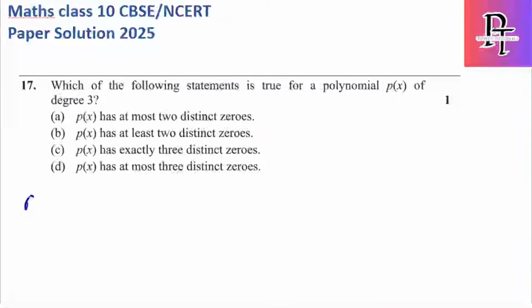Okay, next one. Which of the following sets is true for a polynomial of degree 3? Degree 3 means at most it can have 3 distinct roots. Okay, at most 3 distinct roots, correct. So always remember, based upon the degree, you can say how many roots or zeros it can have. Okay, let's move to the 18th.